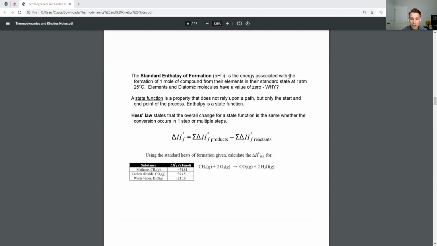So one way to determine, another way besides the Q equals MC delta T, is to determine the enthalpy of formation of the products. You add all those up and you subtract them from the sum of the enthalpy of formation from the reactants. So remember, this little symbol right here from your math class means sigma, or the sum. So the enthalpy is equal to the sum of the enthalpy of formation of the products minus the sum of the enthalpy of formation from the reactants. Standard enthalpies are given to you in a table, just like this one here.